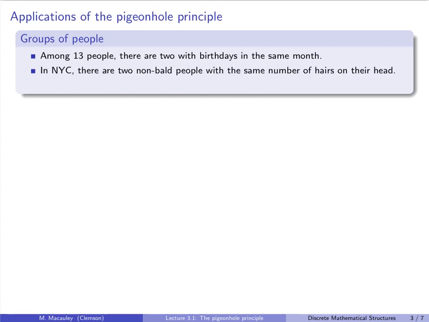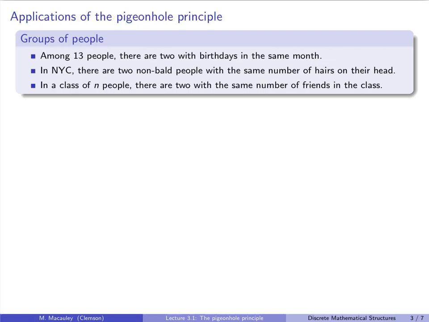Here's a more fun application. It's the same idea. It's that in New York City, there are 2 non-bald people with the same number of hairs on their head. New York City has population about 8.5 million, and the average person has about 100,000 hair follicles. There might be up to 150 or 200,000 on the high side. So very clearly, there's going to be many people that have the exact same number of hairs on their head.